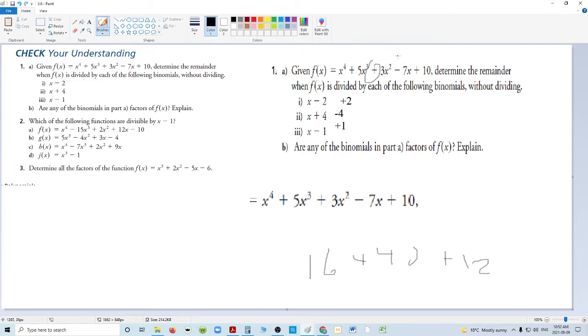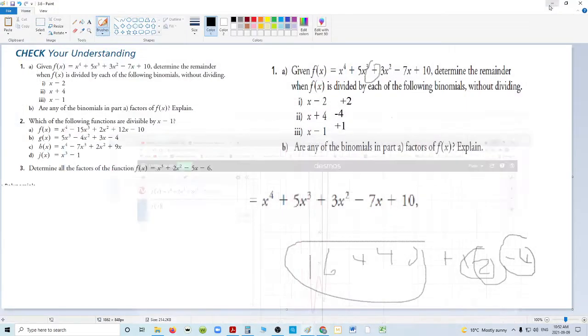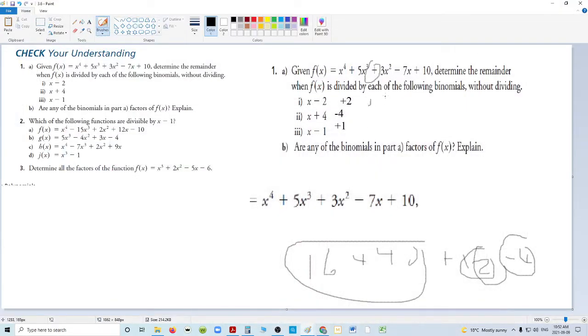And then you've got 2 times 7, which is minus 14. And then you got to add 10. So this last part, minus 14 plus 10, is simply minus 4. When I add all this, I get 56, 58, 68, minus 4, 64, which is what I got here, so I know that when I plug 2 in, I get 64.